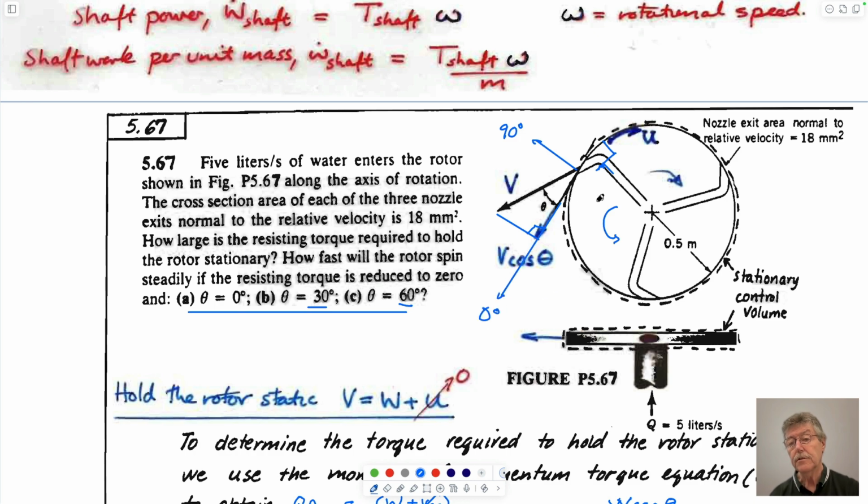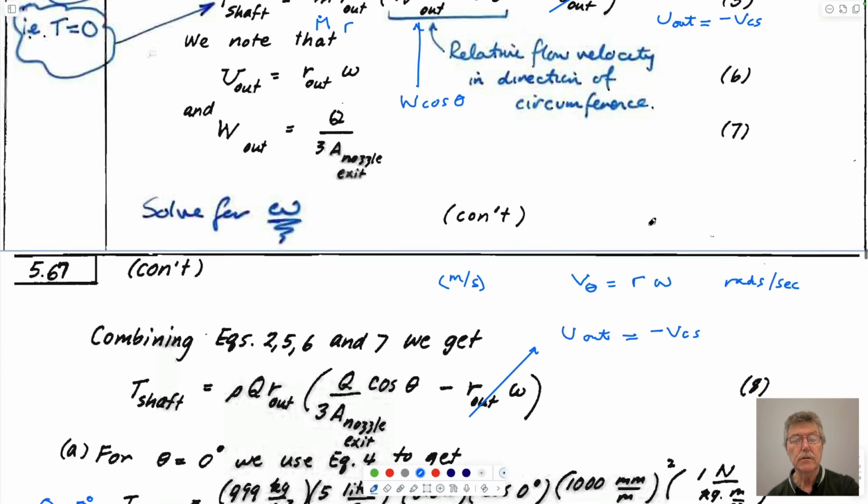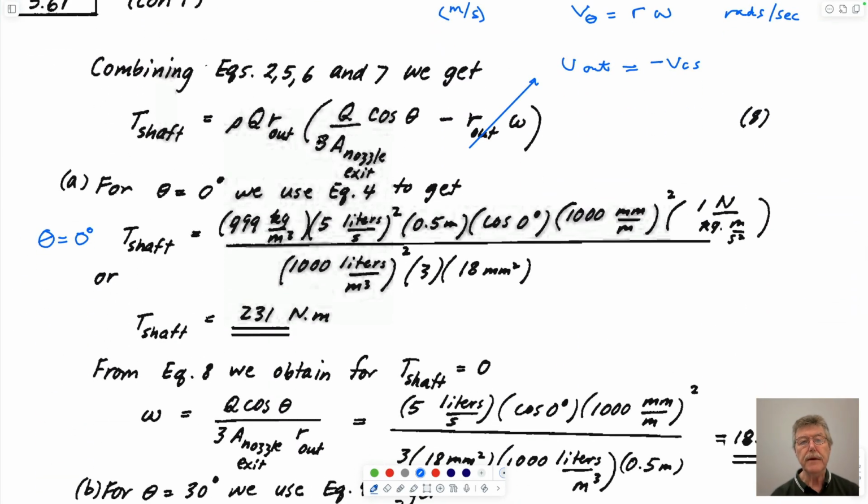So intuitively, you'd think that it'd be hardest to hold this if it's at 0 degrees. If it's at 90 degrees, there's going to be no force acting in the circular arc direction, and so there'd be no force that's required. And so this magnitude, if this is 0, because it's held static, should be the maximum, and it turns out to be 231 Newton meters. So this is a torque, a force times a lever arm.